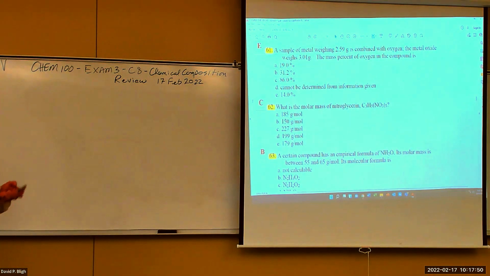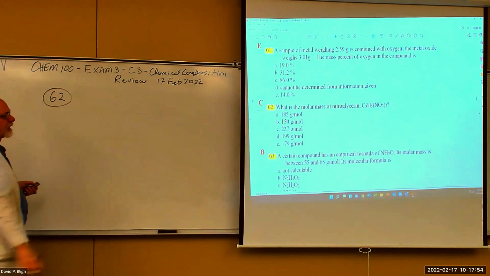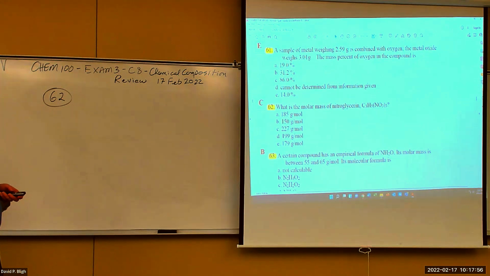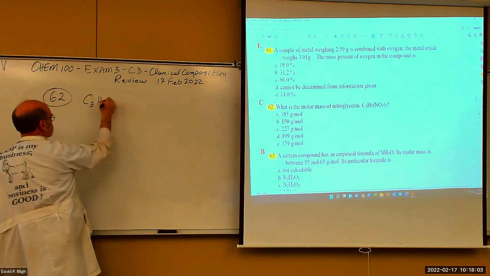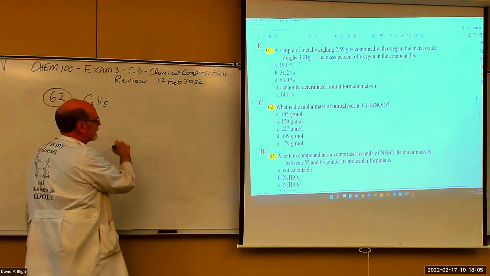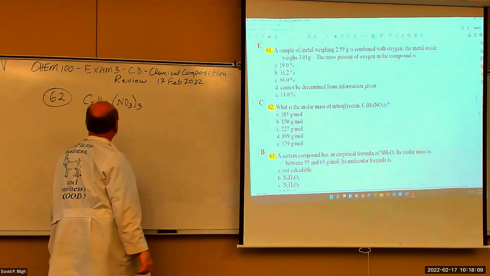All right, 62. What's the molar mass of nitroglycerin? C3H5, is it? (NO3) taken 3 times.